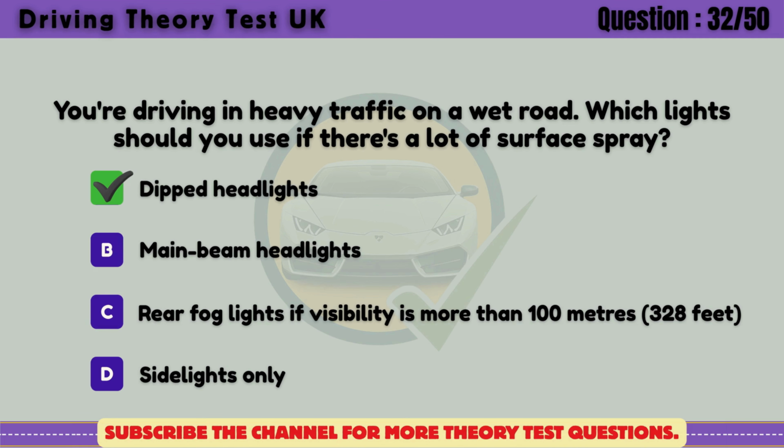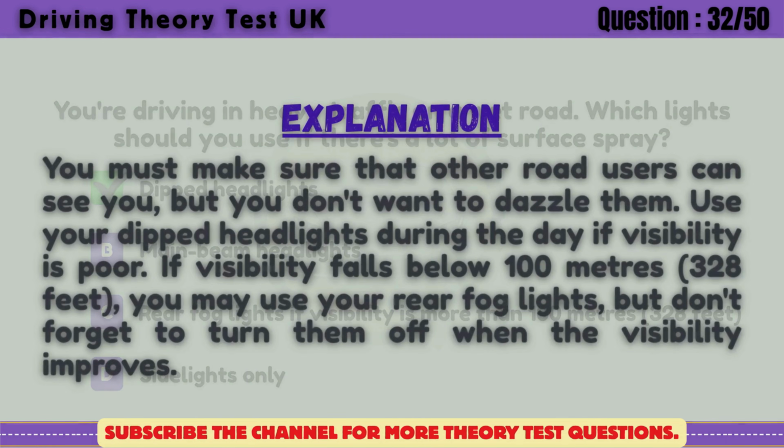Answer is A. Dipped headlights. You must make sure that other road users can see you, but you don't want to dazzle them. Use your dipped headlights during the day if visibility is poor. If visibility falls below 100 meters, 328 feet, you may use your rear fog lights, but don't forget to turn them off when the visibility improves.